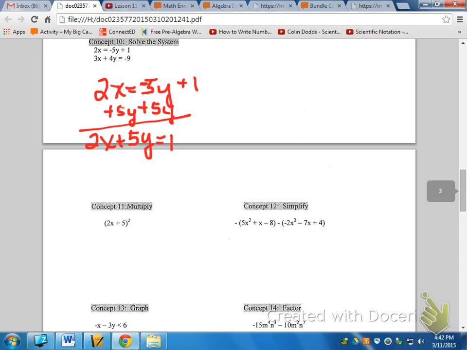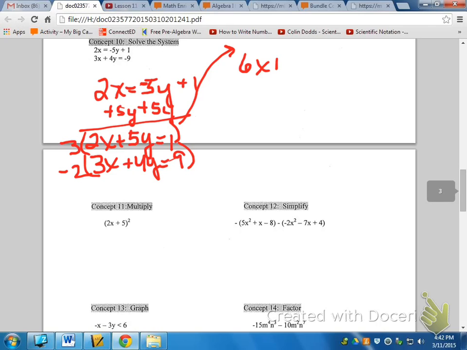Now I'm ready to compare the two equations, one on top of the other. I'm going to write down the 3x plus 4y equals negative 9. I'm going to try to eliminate the x's, so I'm going to multiply the top one times 3 and the bottom one times negative 2. If I distribute that 3 through, it's going to be 6x plus 15y equals 3. The bottom one, negative 6x minus 8y equals negative 18.